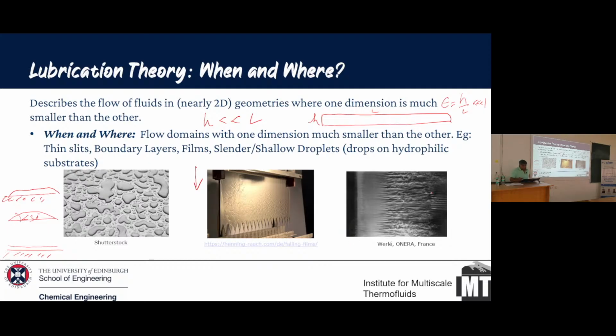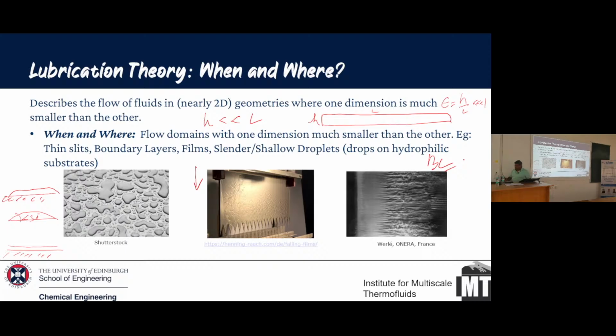This example is a boundary layer. So typically, in turbulence, if you've done boundary layer theory, boundary layers are basically lubrication layers. We can use lubrication theory there, because the boundary layer is very thin, probably on the order of microns or less, or slightly more, tens of microns or something, in comparison to the size of the domain. Okay? So that's where you can use lubrication theory.